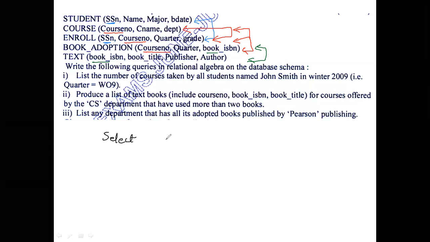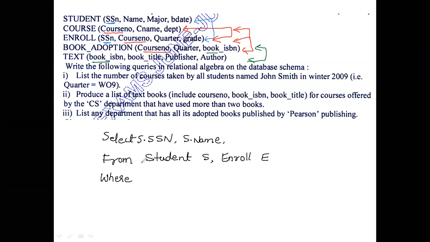So select. What are the things that we need? About a student we can use the SSN. So the student table, let us call it s, s dot ssn, then s dot name, and then we need the number of courses. How to get the number of courses? We shall leave it. Then from, which table? The student table alias s, and then the enroll table. Enroll table, let us give the alias e. Then we have to join these two tables using s dot ssn is equal to e dot ssn.